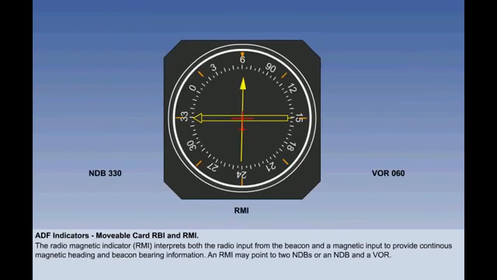The RMI is much easier to interpret. Sometimes it can have two needles, tuned to two NDBs, or one NDB and one VOR. If it is tuned to one NDB and one VOR, the NDB is the wider needle.